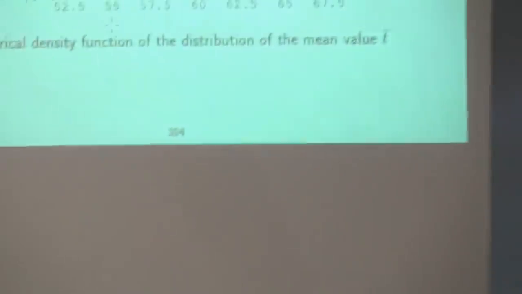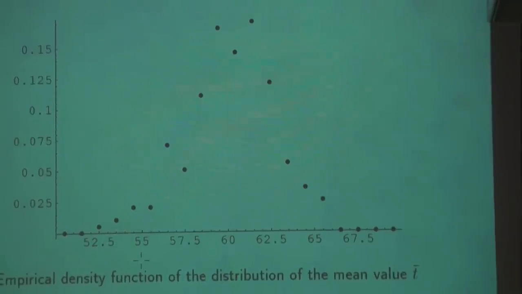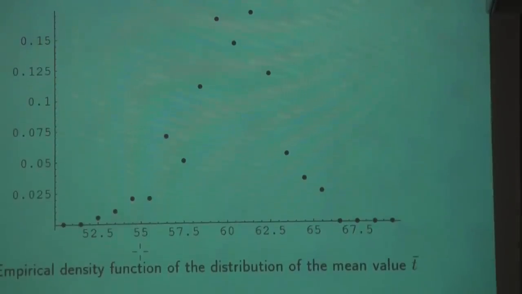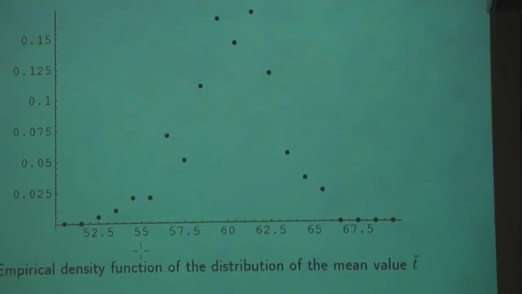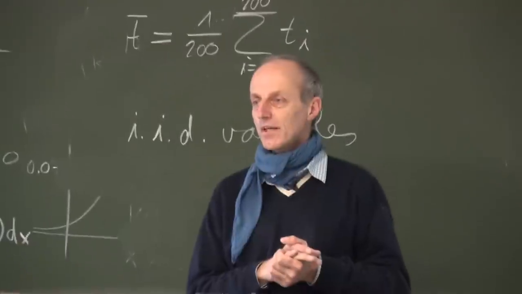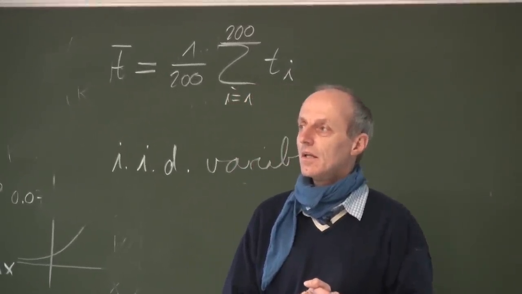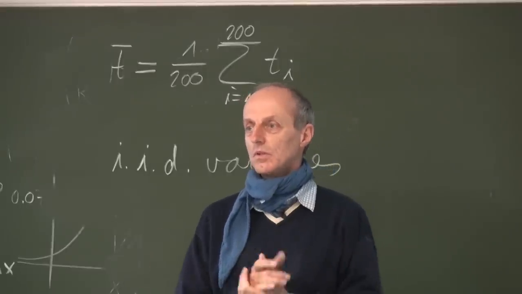Now, why is this distribution so peaked? Can you give some intuitive argument? The average value is 60.125, so the peak will be near the middle. The peak will be near 60. Yes, but why? Yes, the average is 60. That's what we know.